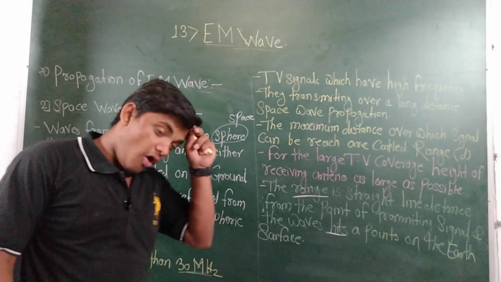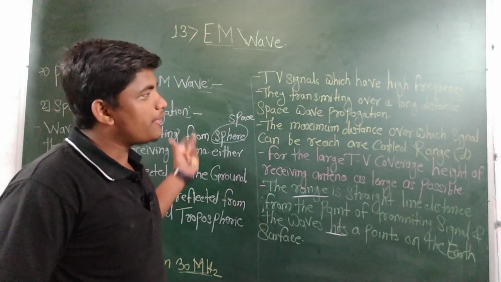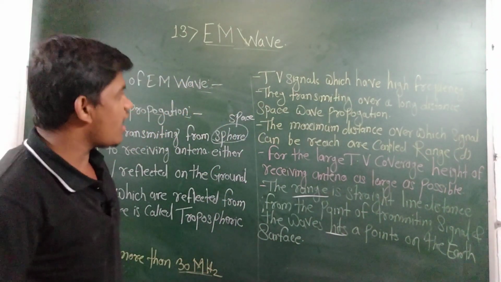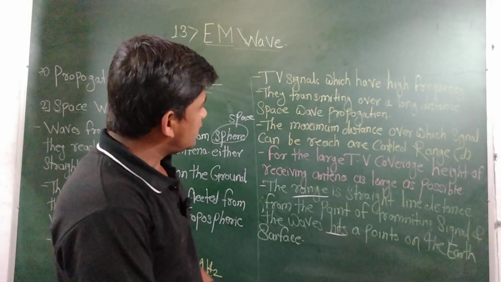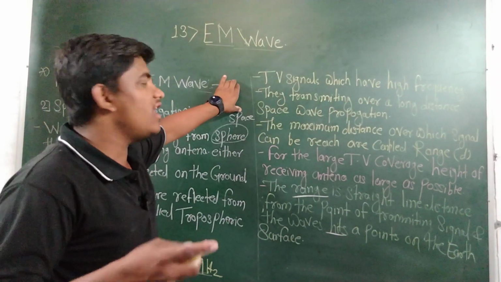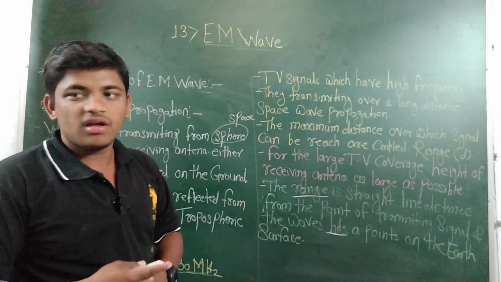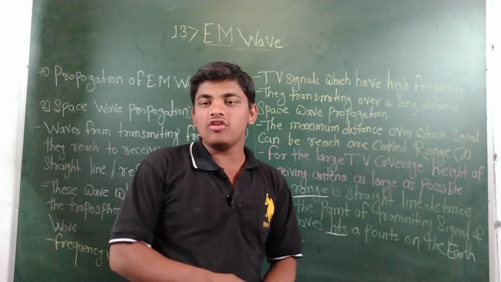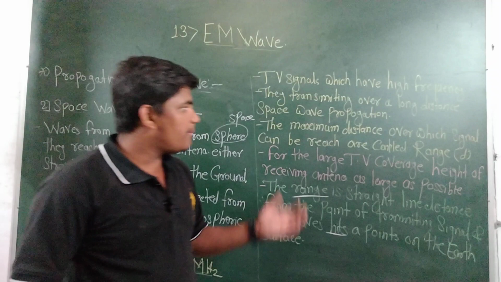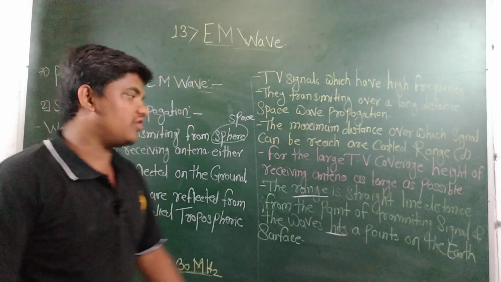The frequency of the waves which pass through and propagate in space is more than 30 megahertz. The TV signals which have high frequency are transmitted over a long distance by space propagation. Long distance is not possible when they pass close to the earth surface, so we use space wave propagation.